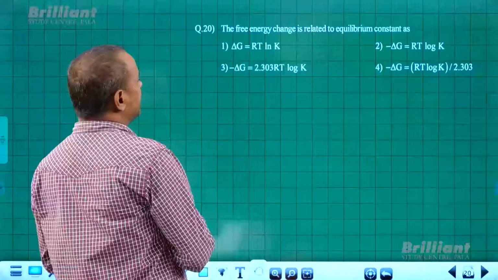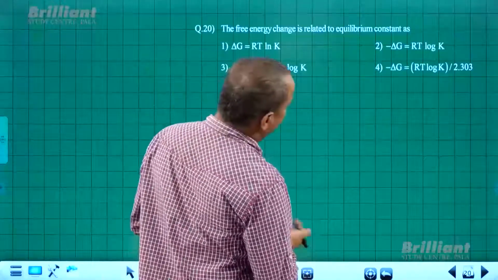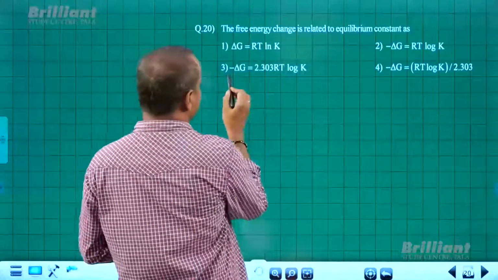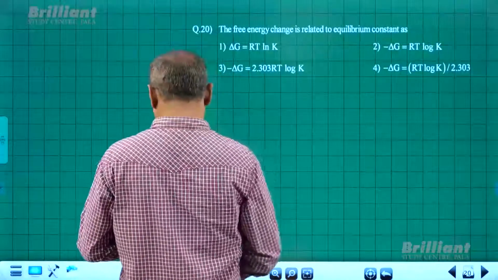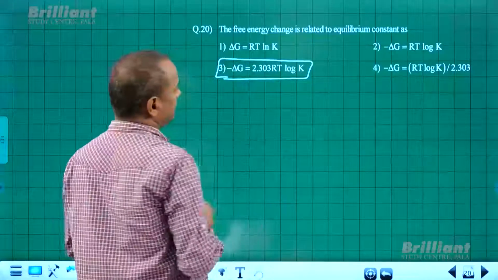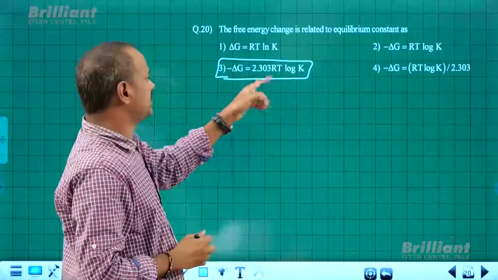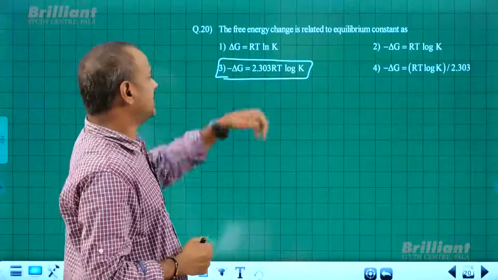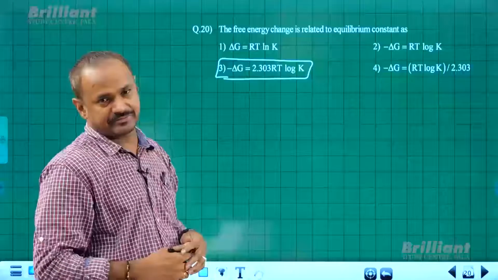Free energy change and equilibrium constant, the direct formula only: minus delta G is equal to 2.303 RT log K. Because log is given, this is 2.303. If log is not given, then ln, but minus is required.